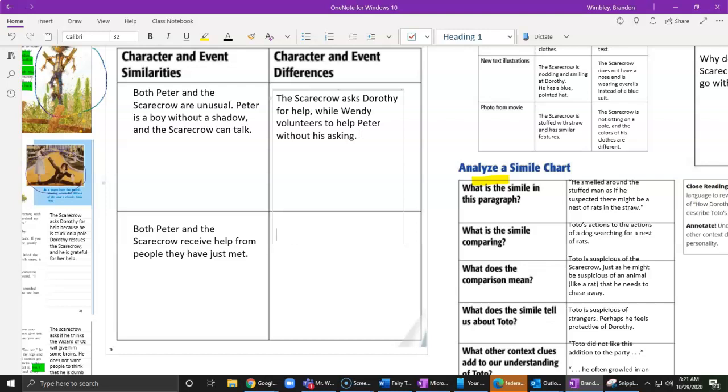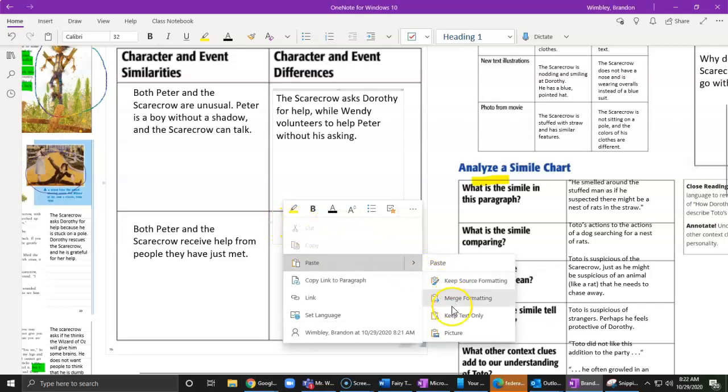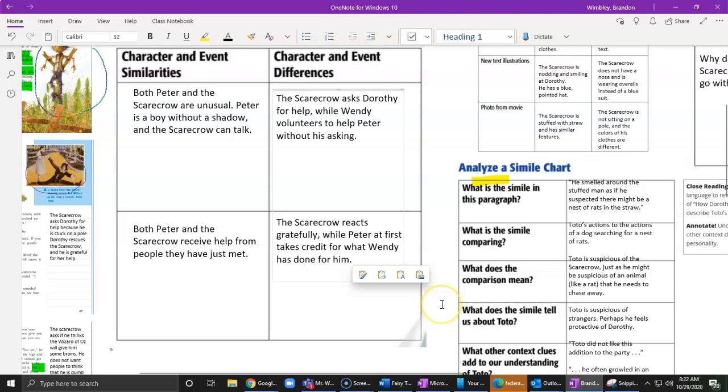Now, can you think of another difference that happened in our story? Well, if you remember, they both have reactions. How is the Scarecrow's reaction? He's very grateful. And when we compare that to Peter, if you remember, Peter is not very grateful. It kind of ends with him thinking that he did it all by himself. And Wendy has to remind him that, no, she was the one who did it. They even use that word sarcasm in one of our paragraphs. So we're going to add that part in here: the Scarecrow is grateful, while Peter at first takes credit for what Wendy had done.